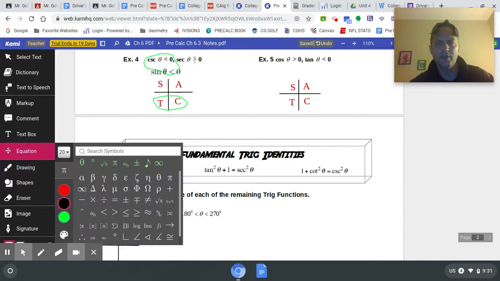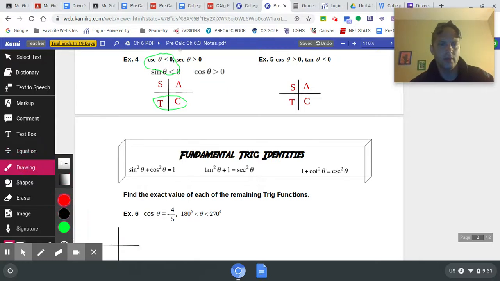I have secant of theta is greater than 0. Well, if you know secant is greater than 0 or positive, then you know his buddy cosine is also positive, which is greater than 0. So if I'm drawing this out, there's going to be secant and cosine. And where is cosine positive? Well, they're all positive in quadrant 1, and cosine is positive in Q4.